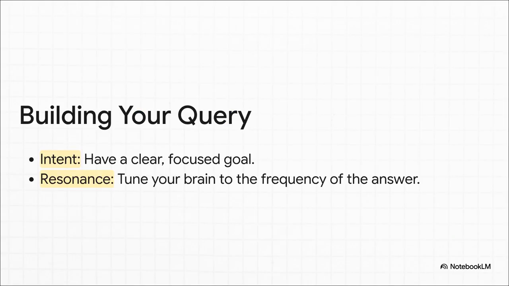Okay, so two parts to this. First is intent. This has to be crystal clear. Vague questions get you vague, useless answers. You have to be super specific. "What's the next big thing in biotech?" is way better than "I want to be successful."